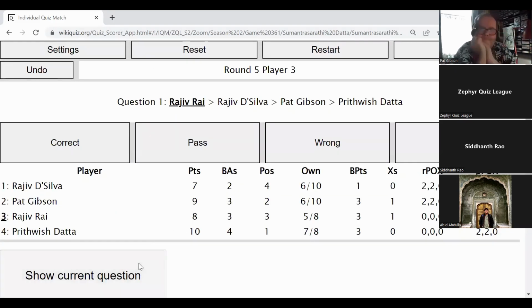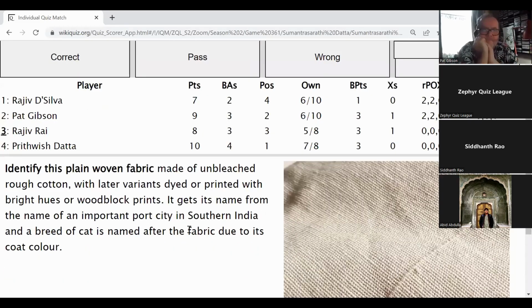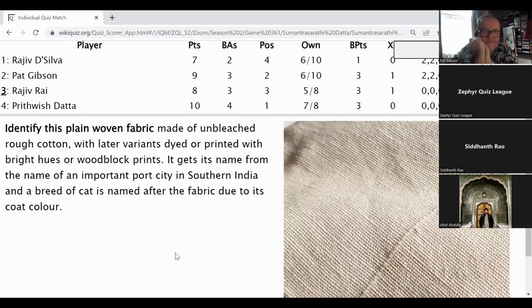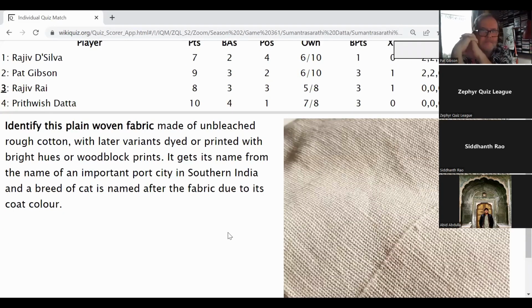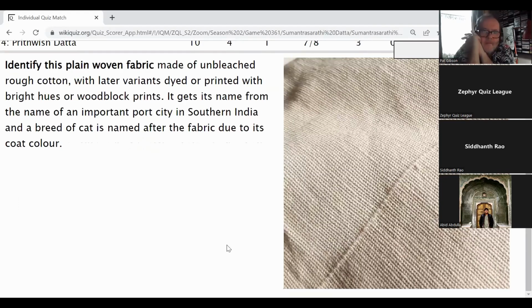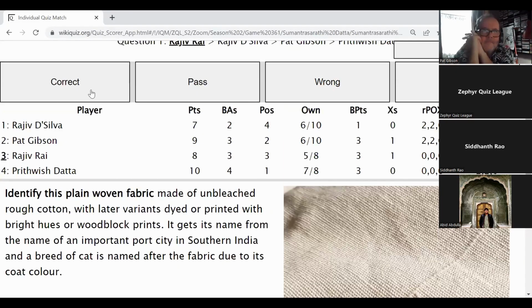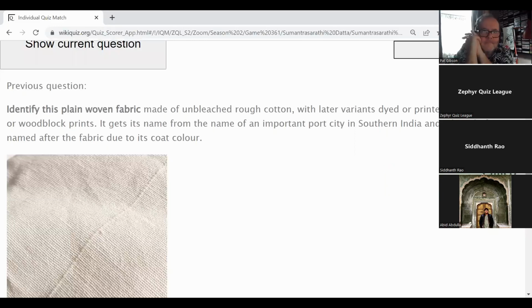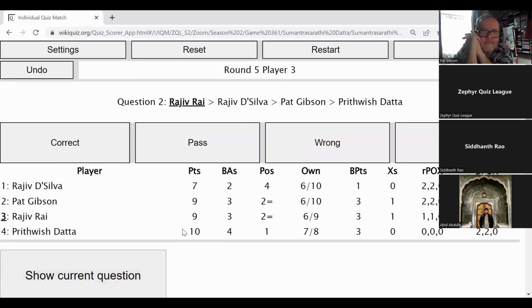And we're moving on to Rajiv Rai's questions. Identify this plain woven fabric made of unbleached rough cotton, with latter variants dyed or printed with bright hues or woodblock prints. It gets its name from the name of an important port city in southern India, and a breed of cat is named after the fabric due to its coat color. Calico. Calico is indeed correct. Calico printing on Calicut. Calico cats.